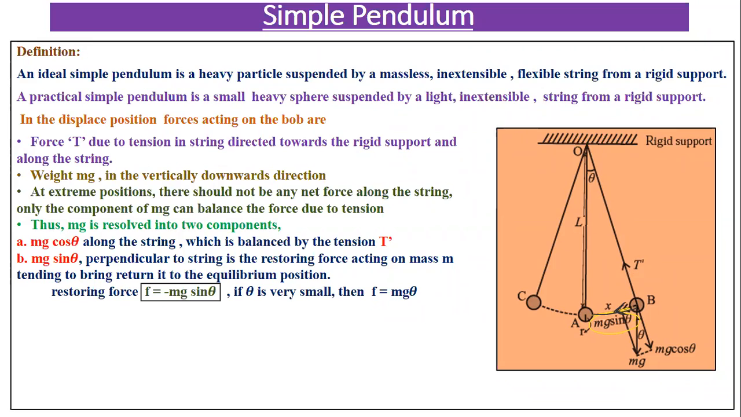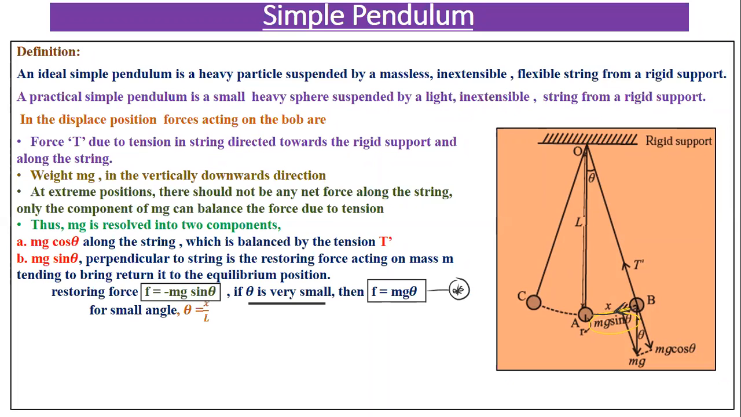Now here theta is very small. So we can write F is equal to mg into theta, since sin theta is written as theta. So this is the restoring force. We have written it in magnitude. We do not write the negative sign because we consider the magnitude.